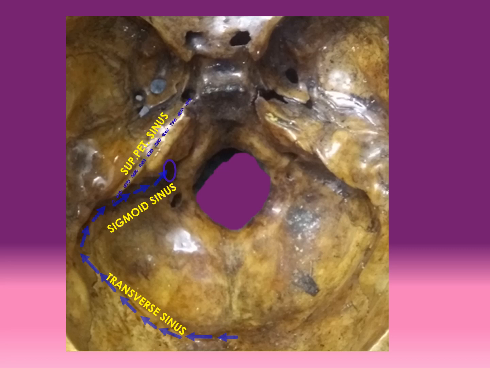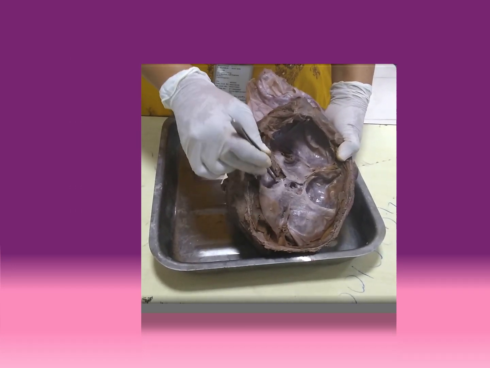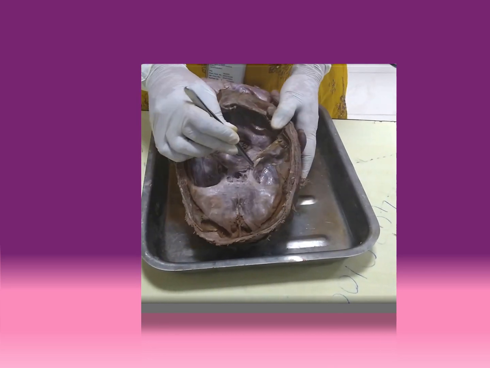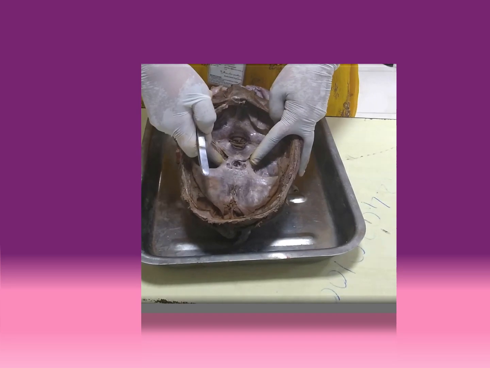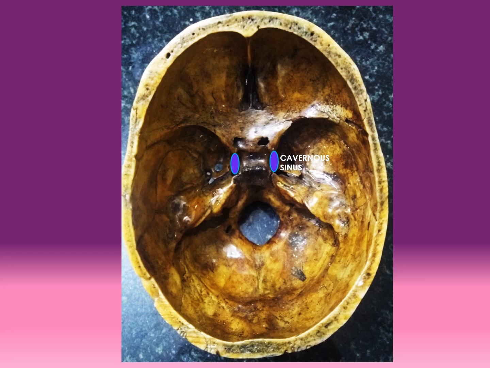In the upper border of the petrous part of temporal bone, we have the superior petrosal sinus, which is also a paired sinus. The cavernous sinus is situated on either side of the body of sphenoid. The pituitary gland forms the supromedial relation for the cavernous sinus. Here we see the situation of the cavernous sinus in the middle cranial fossa. The cavernous sinus is situated on either side of the body of sphenoid.